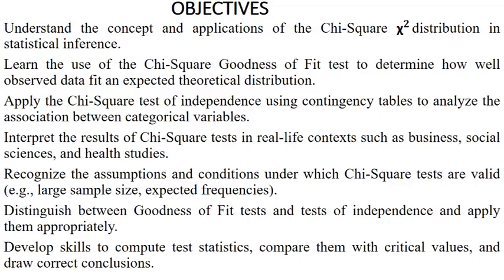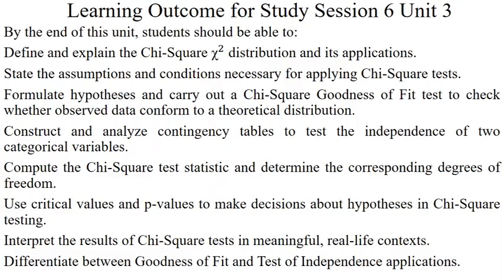Recognize the assumptions and conditions under which chi-square tests are valid, for example a large sample size and expected frequency, and distinguish between goodness of fit test and test of independence and apply them appropriately, that is, when you use them. Develop skills to compute test statistics, compare them with critical values, and draw conclusions. Learning outcomes for study section 6, unit 3.